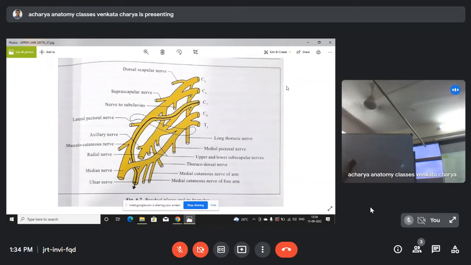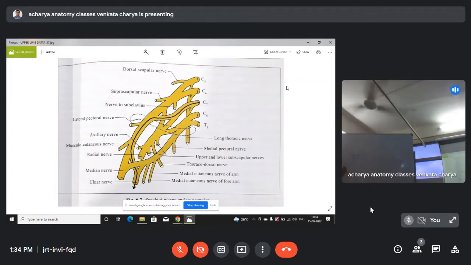Pons, medulla oblongata, cerebellum. This is the spinal cord. So cervical enlargement and lumbar enlargement, the ending of the spinal cord. Here this level is the cervical level. So C5, C6, C7, C8, T1. See here, whenever we do a section, we get the spinal cord section like this.